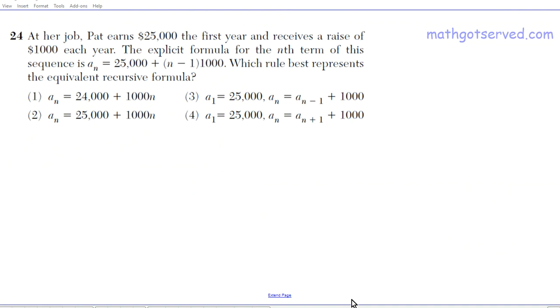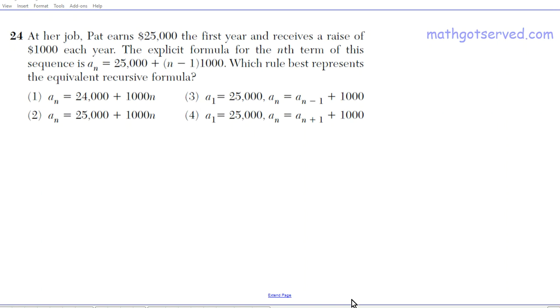Alright, let's take a look at question 24. It reads, at her job, Pat earns $25,000 the first year and receives a raise of $1,000 each year. The explicit formula for the nth term of this sequence is a_n equals 25,000 plus quantity n minus 1 times 1,000. The question: which rule best represents the equivalent recursive formula?